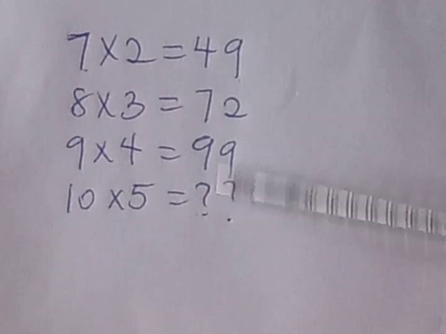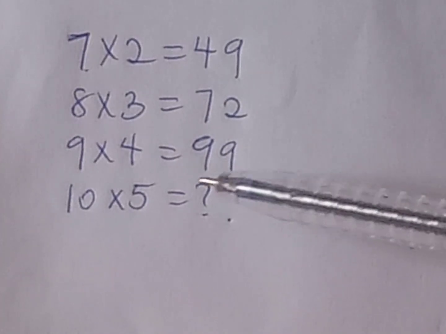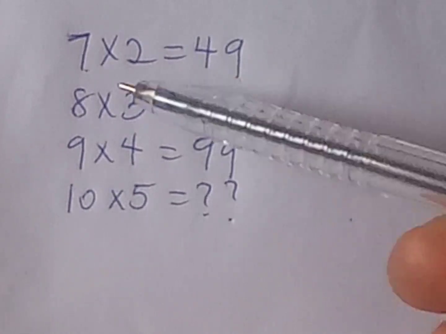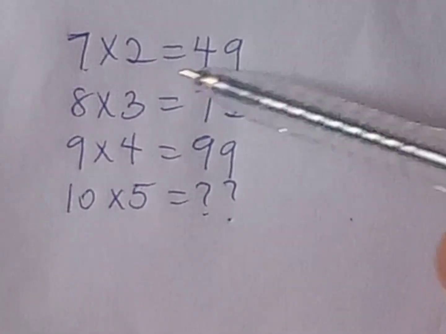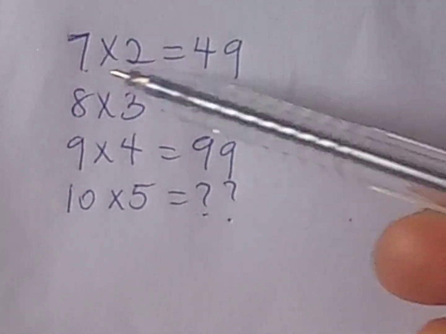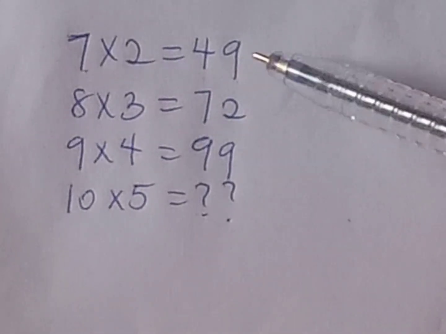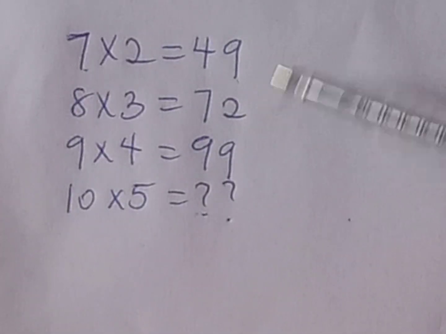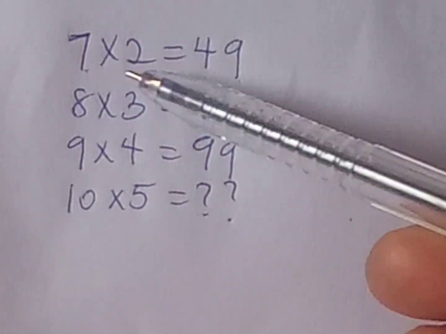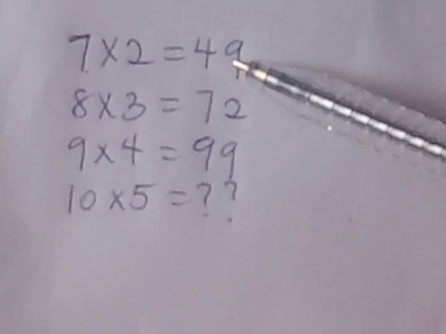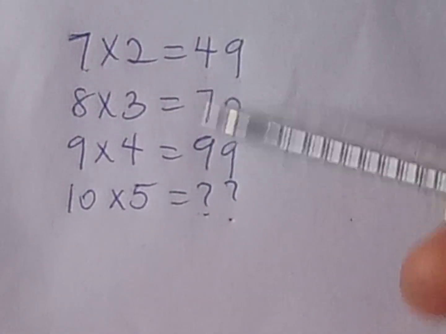The first thing is, let's break down this hidden pattern. Standard multiplication obviously doesn't work here because 7 multiplied by 2 will give us 14. But in this puzzle, 7 multiplied by 2 says it must equal 49. So we have to find out how the calculations here will give us the solution. Now let's find the pattern.